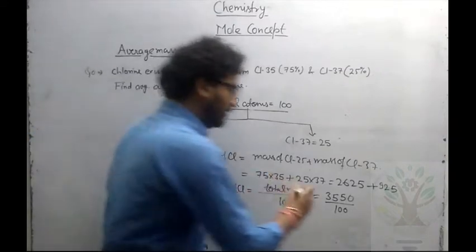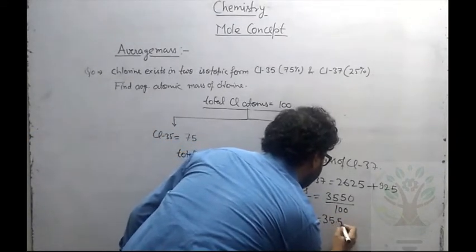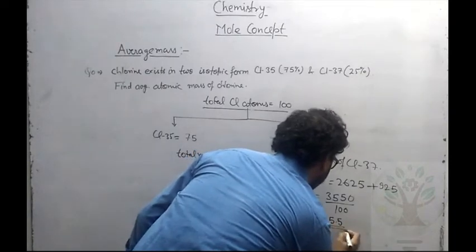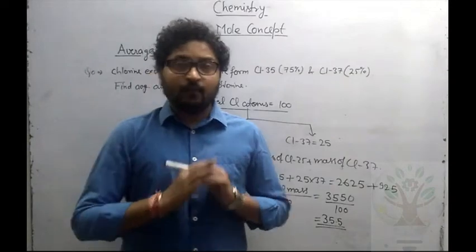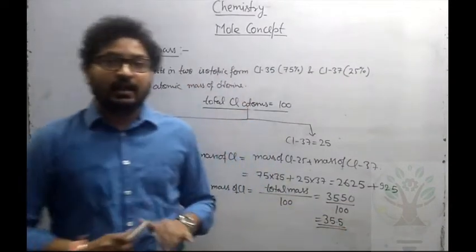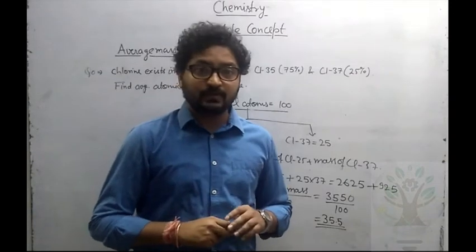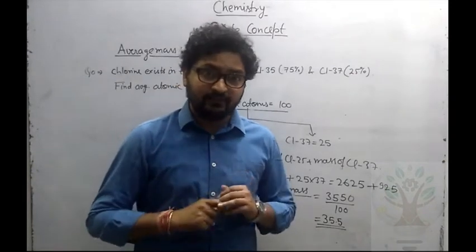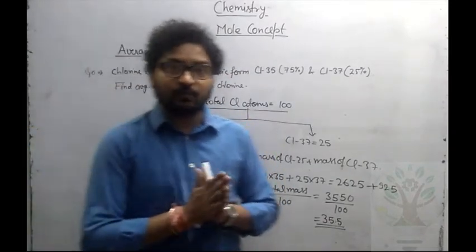Dividing the same. Good. So now it is coming as 35.5. Dividing this thing, what does this signify? I hope you know that chlorine has atomic mass how much? 35.5. Do you know this thing or not? Yes, you know chlorine has atomic mass 35.5.